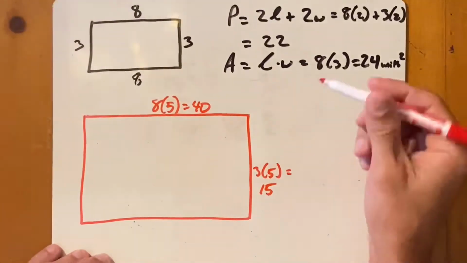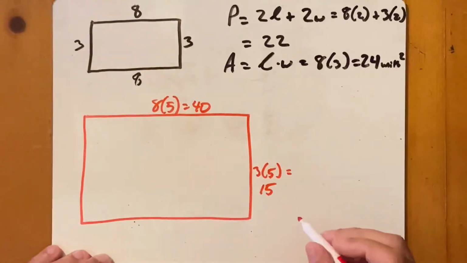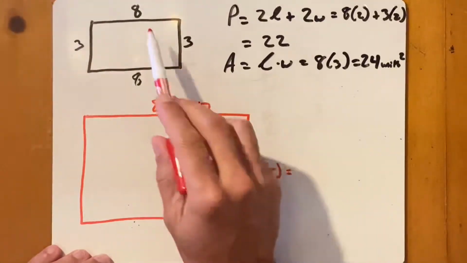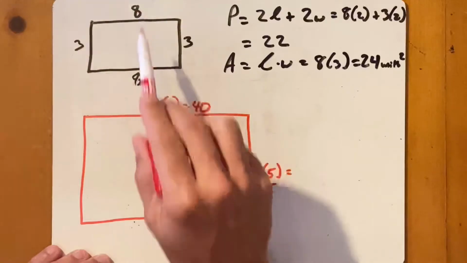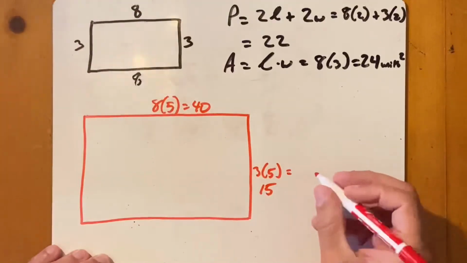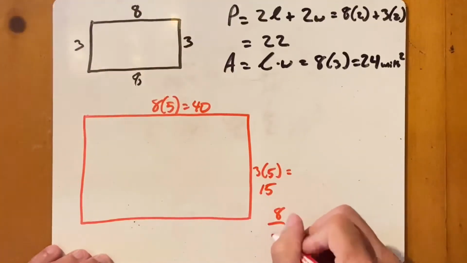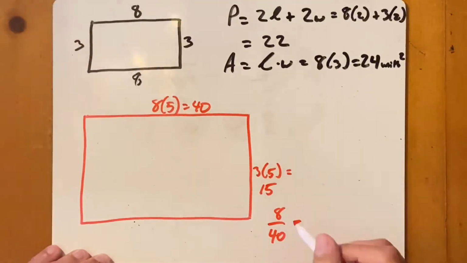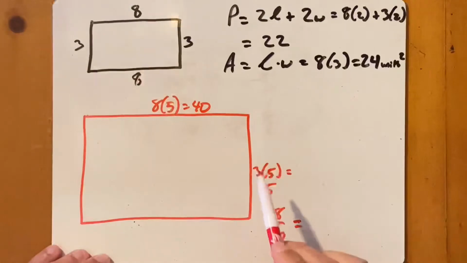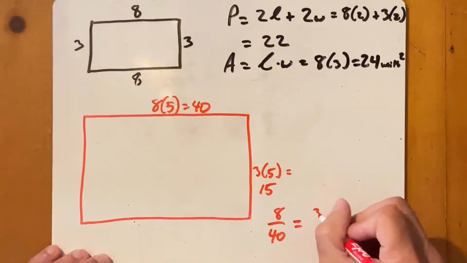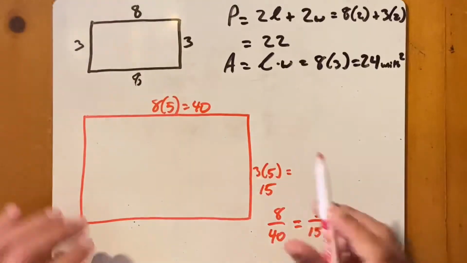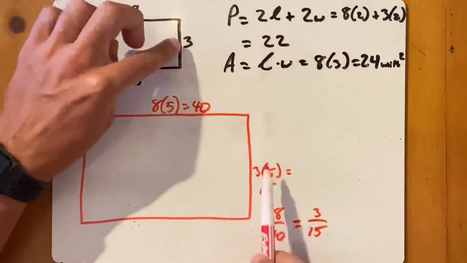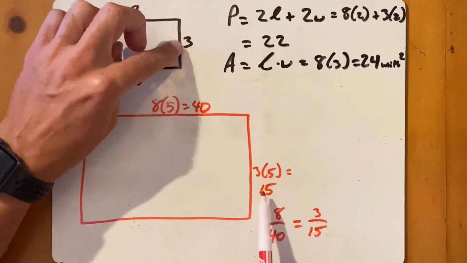First we want to see, are they proportional? Let's set up a proportion real quick to show that they're proportional. I'm going to take the corresponding side from each rectangle and set them up in a proportion. So 8 and 40, set equal to another ratio of the other corresponding sides, 3 and 15. We've got 8 and 40, those are corresponding, and 3 and 15, those are corresponding.